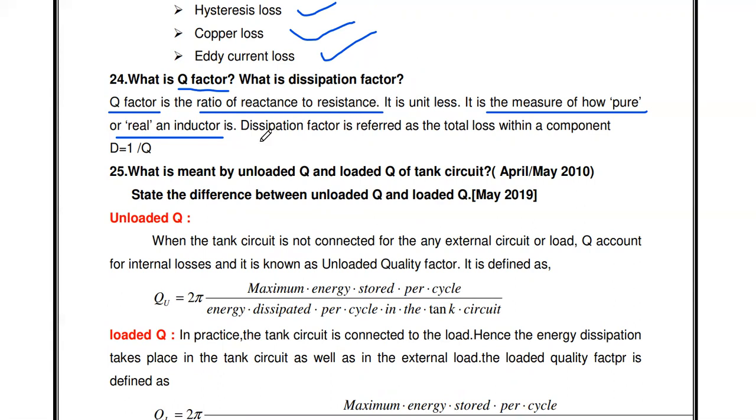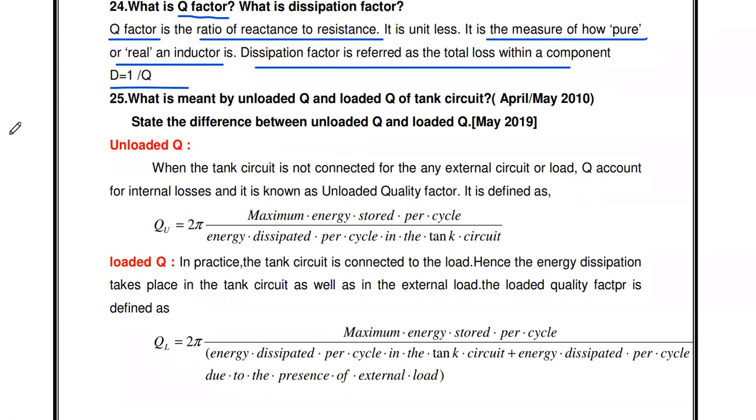Then dissipation factor. The dissipation factor is nothing but the total loss within the component. The dissipation factor is always the reciprocal of the quality factor. If the quality factor is high, the dissipation factor is low, okay, the loss is less. If the quality factor is low, the dissipation will be high. There is a relation.